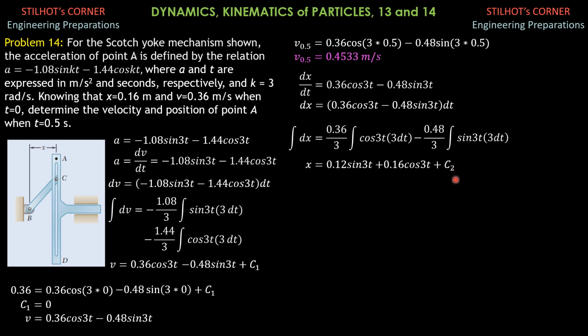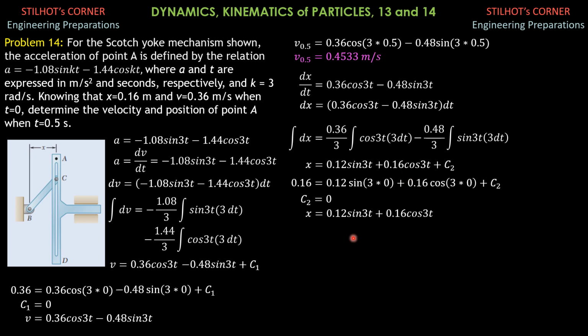So evaluating c sub 2, when time is 0, x is 0.16, so 0.16 equals 0.12 sine of 3 times 0 plus 0.16 cosine of 3 times 0 plus c sub 2. So again, sine of 3 times 0, sine 0 is 0. First term is 0 in the right side, and cosine of 0 is 1. So the second term in the right side is 0.16. 0.16 minus 0.16 is c sub 2. So c sub 2 is also 0. So x therefore is 0.12 sine of 3t plus 0.16 cosine of 3t.